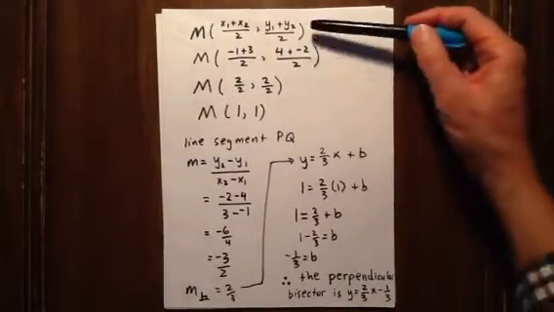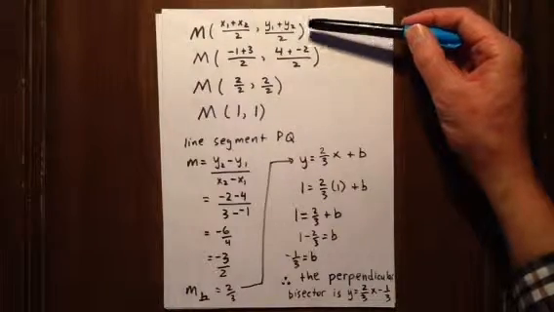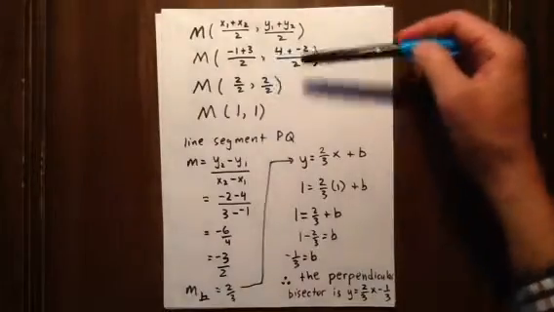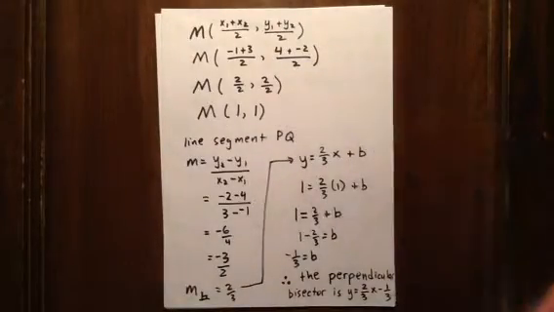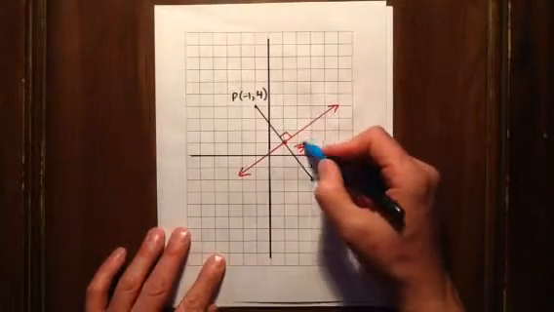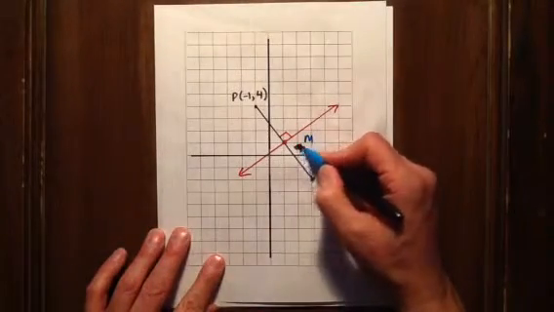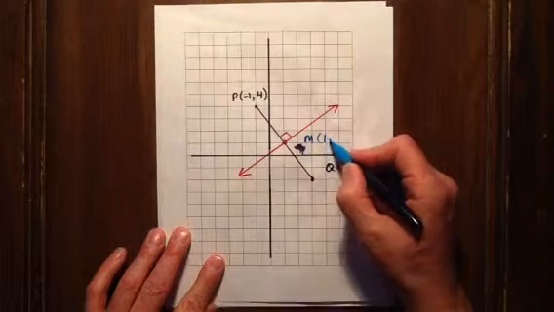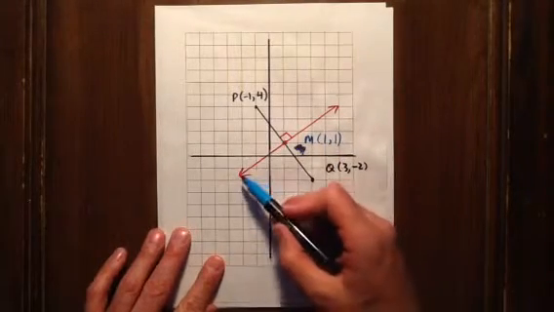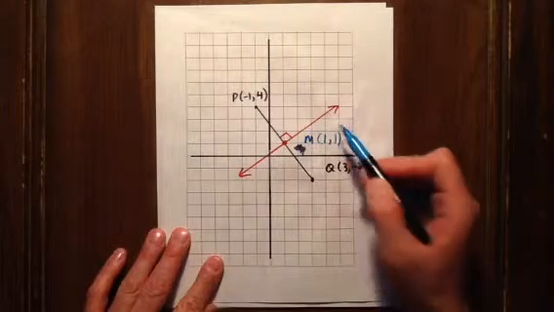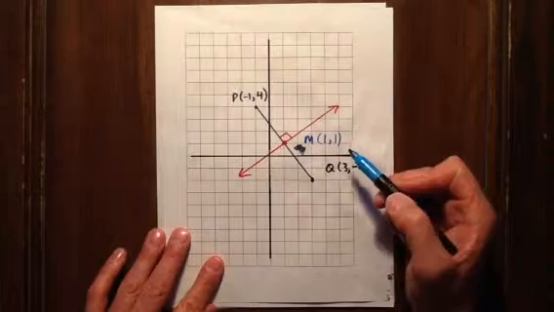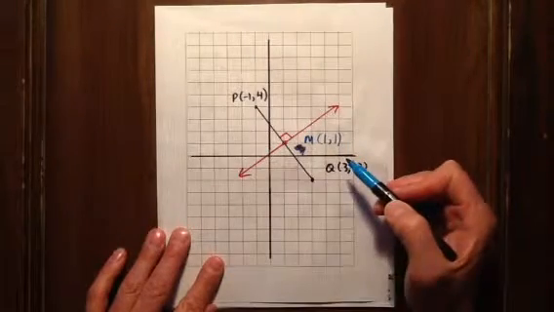So first we need the coordinates of that midpoint. Well, we add the two x coordinates, we add the two y coordinates, and we divide each of those sums by 2, and we get that the midpoint is equal to 1, 1. So this midpoint right here is the point 1, 1. And so now we're going to look for the equation of this red line, and to find the equation of the red line we'll need the slope and a point. We have a point, but we don't quite have the slope.